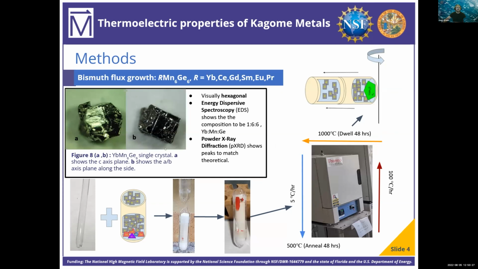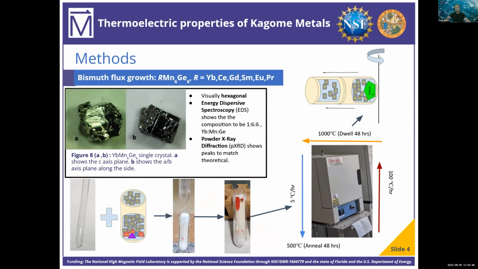I know this is a 166. Oh, this is ytterbium, manganese, and germanium. So I know this is a 166 because it's hexagonal. And I also used energy dispersive spectroscopy to look at its composition, and powder XRD diffraction to look at its peaks to match theoretical data. And I grew this crystal using a common method known as the molten metal flux growth method.